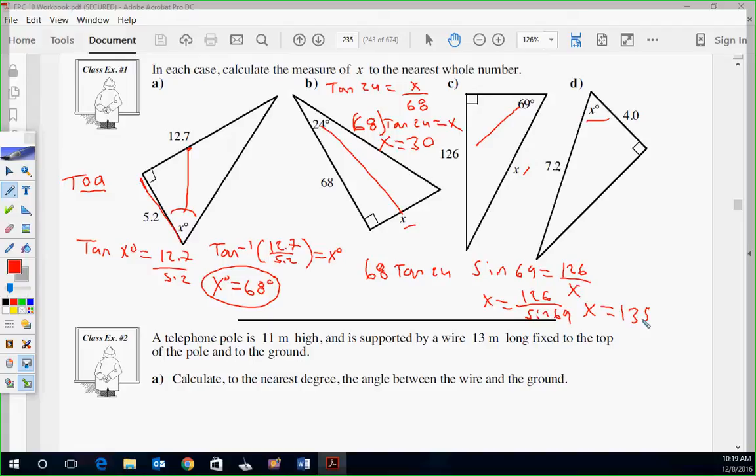Okay, did we do anything too fast? We doing okay? All right. And we're finding an angle again, and we have adjacent and hypotenuse. AH, cosine. Cos of x equals 4 over 7.2. Inverse cos to both sides. There you are.